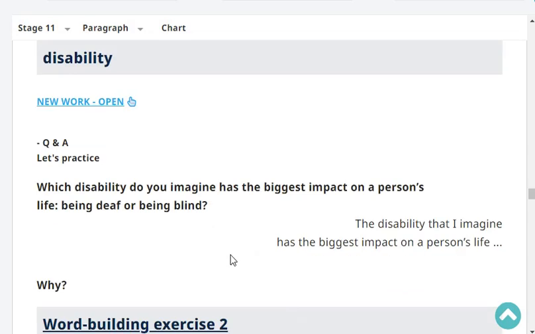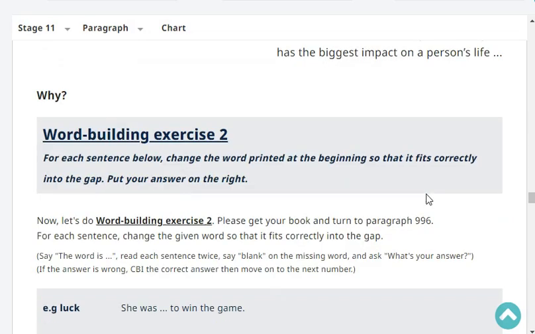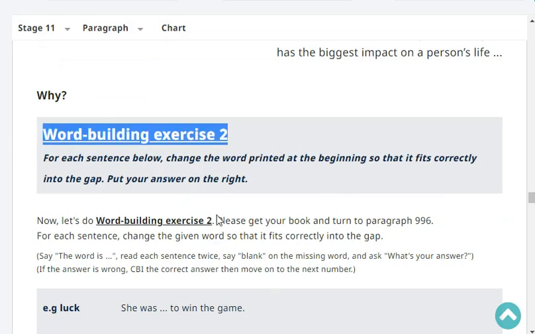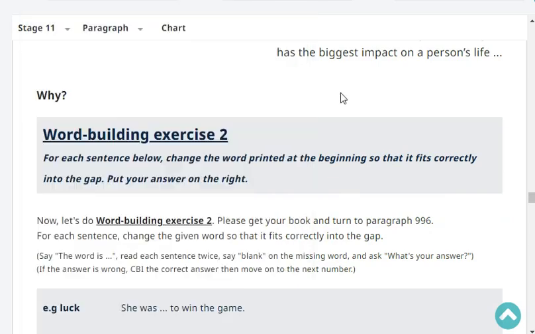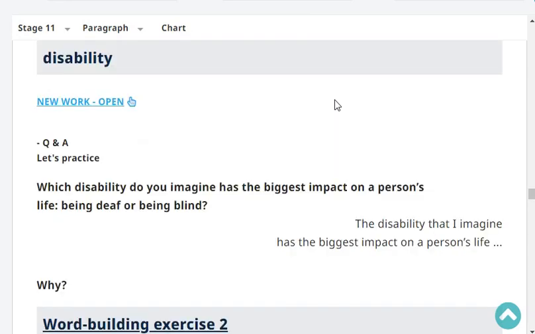Which disability do you imagine has the biggest impact on a person's life? Being deaf or being blind? The disability that I imagine has the biggest impact on a person's life is being blind. Why do you think so? Because I think I can spend my life with ease if I'm deaf. Very good. Okay, very good.